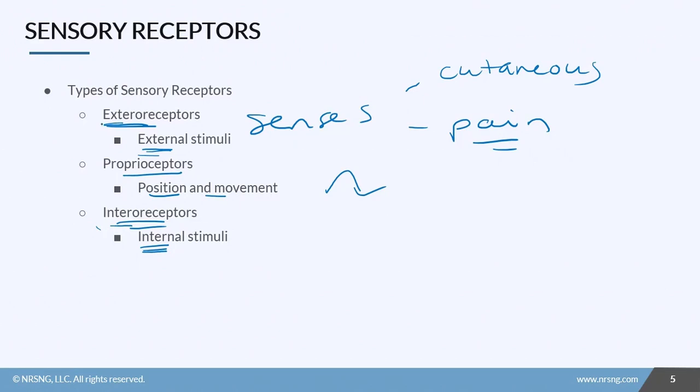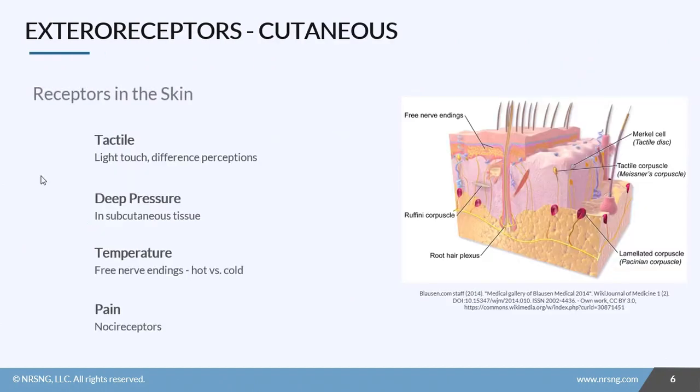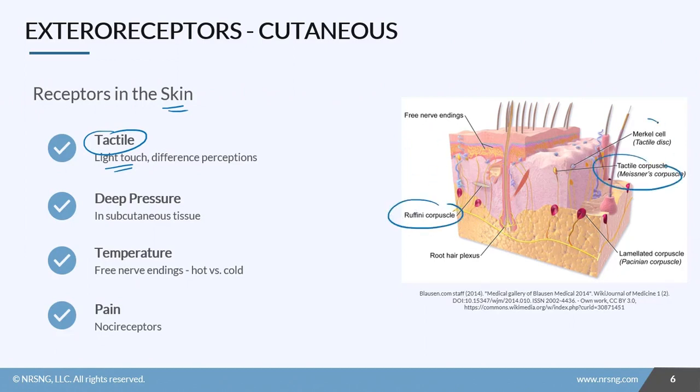So let's look a little closer at these 2, the external and internal receptors. So remember, exteroreceptors respond to external stimuli, and that includes cutaneous receptors in our skin and mucous membranes. So there's 4 different things that they respond to. Now, in your outline, I've given you details about those specific receptors, but we're just going to talk in general here. So we see tactile receptors, and those respond to light touch and help us perceive the difference between things like sharp, dull, and soft. So these corpuscles and Merkel's discs, those are all types of tactile receptors.